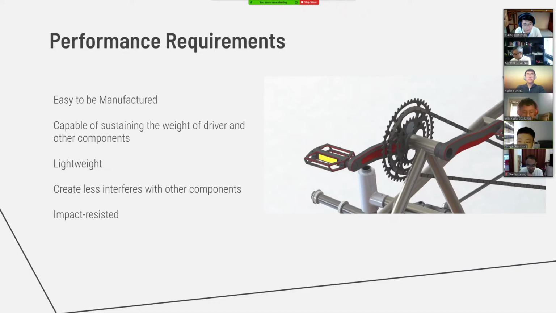Okay, next please. For the chassis, there are some requirements we wanted to have. First, it must be manufactured in an easy way. Secondly, it should be able to sustain the weight of the driver and other components. Besides this, it must create less interference with other components, and it should be a design that could resist some extent of impact.